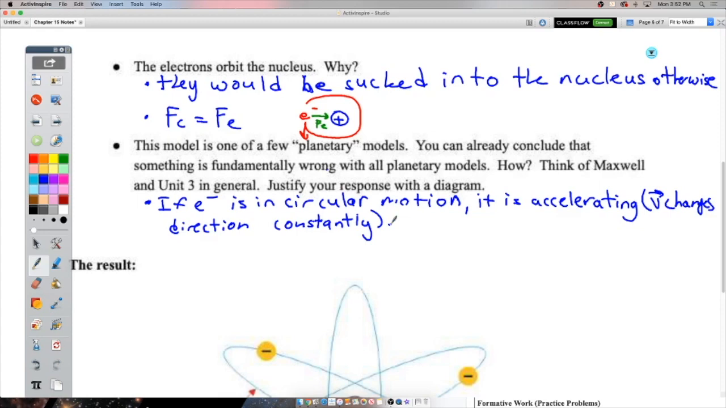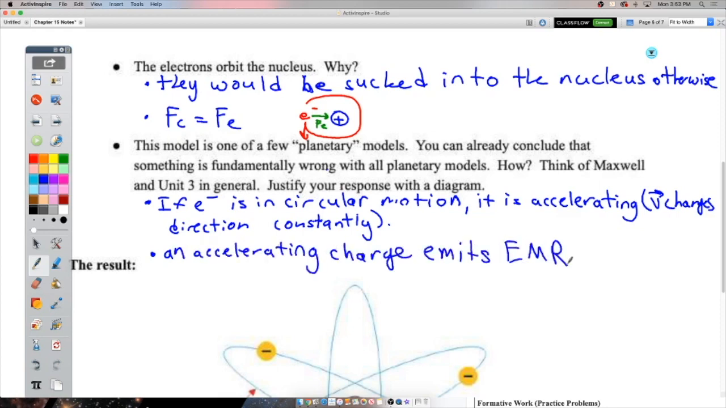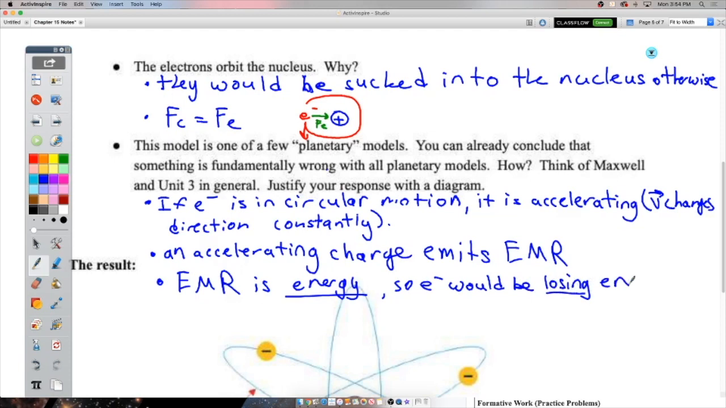An electron is a charge. It's accelerating. What's it going to do? It's going to emit EMR, electromagnetic radiation. And then what do we know that electromagnetic radiation carries, or is, I guess you could say? It's energy. So if this electron is emitting EMR, and EMR is energy, then the electron is losing energy.